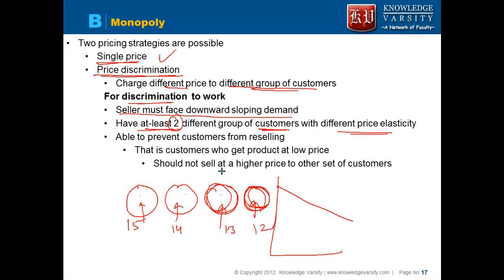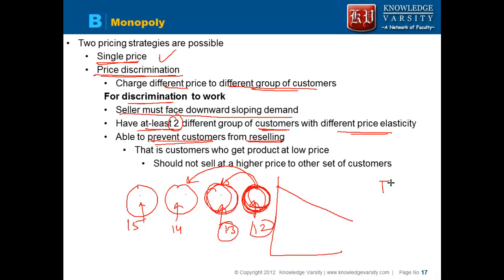But please note that for this discrimination to work, you have to prevent the customers from reselling. That means the person who has bought at 12 from you should not be able to sell this to this customer at 13, to this one at 14. Then your discrimination will not work. Or let's say he sells to him at 12.5, so he will not buy from the monopolist, he will buy from this set of customers.